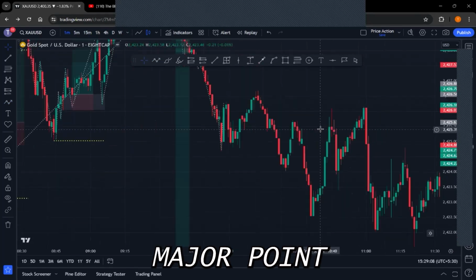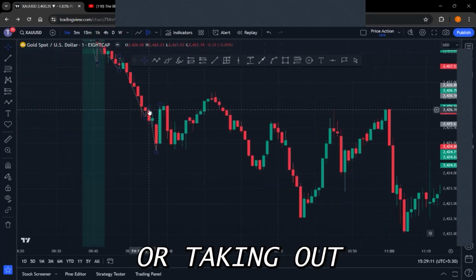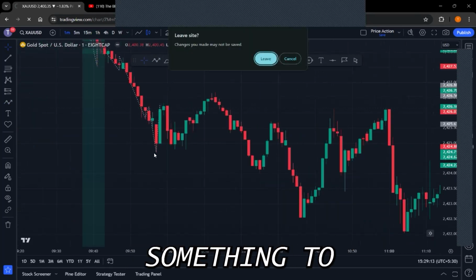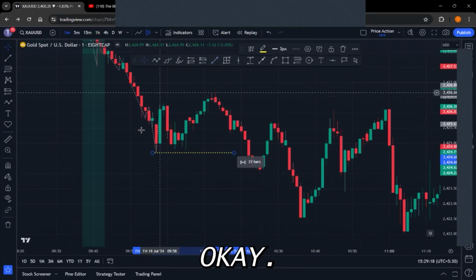a higher high. Now this is one major point where you will see, after taking out the inducement in the market, the price created another major support level. So this is the major support level over here. Okay, this is internal support.